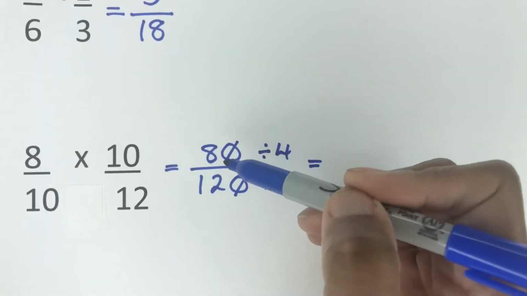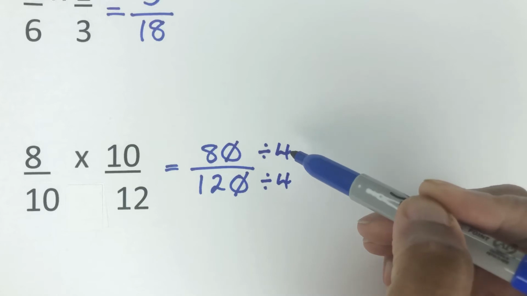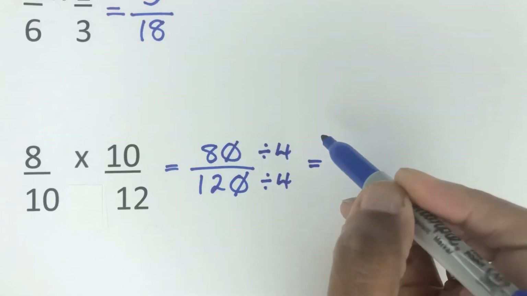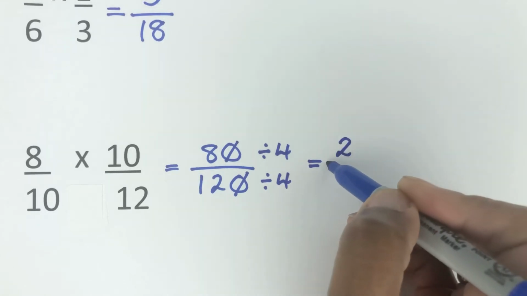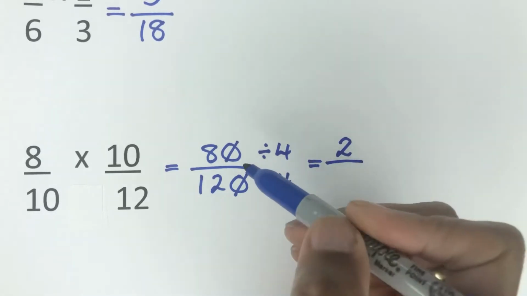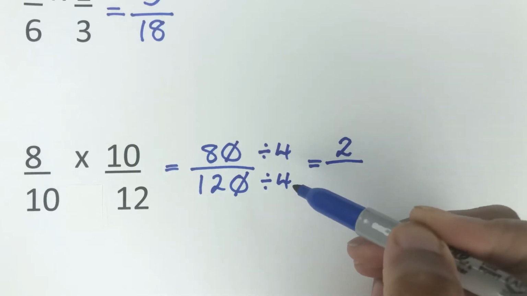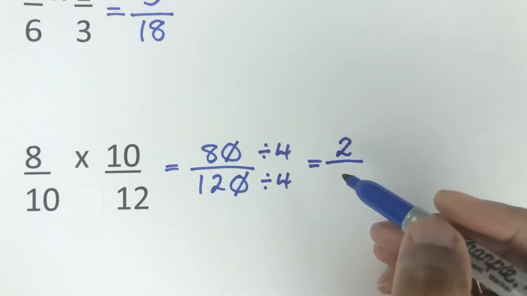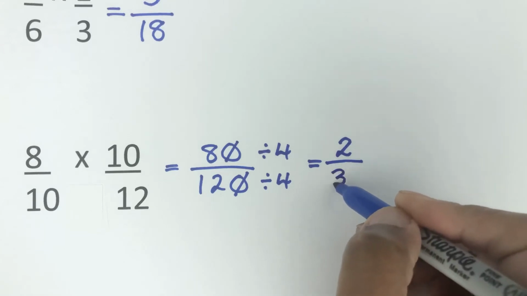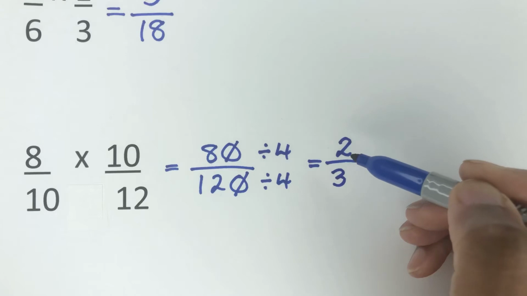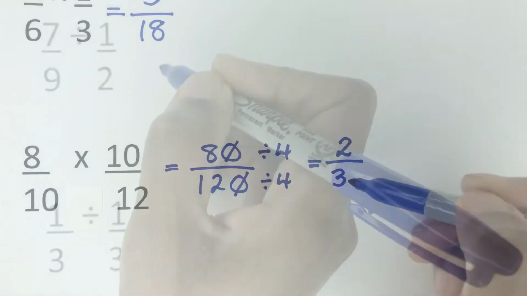And then 8 divided by 4, what would that give us? Or what times 4 is 8? That will give us a 2 in the numerator position. 12 divided by 4, or what times 4 is 12? And that will give us a 3. So 8/10 times 10/12 gives us an answer of 2/3.